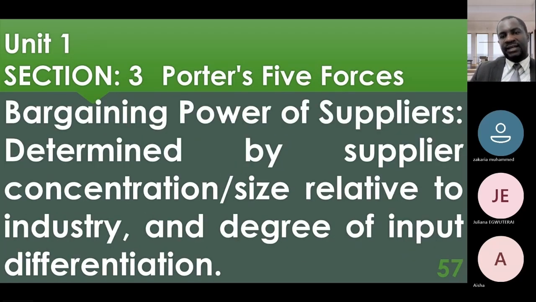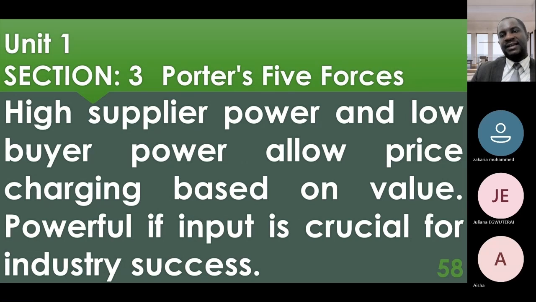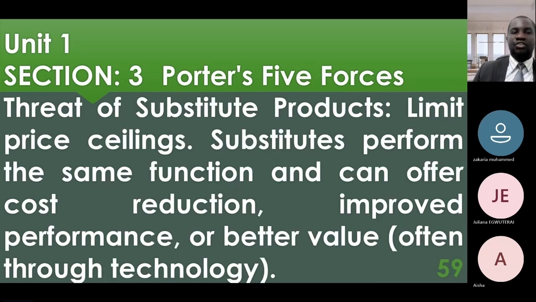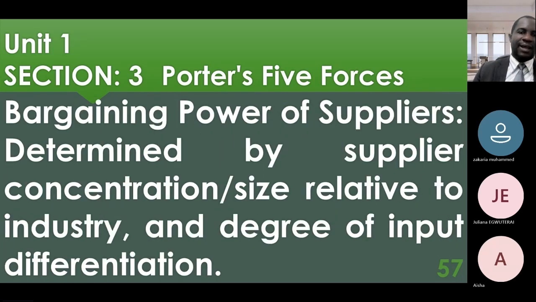Okay, so the other component is bargaining power of suppliers, which is determined by concentration, size relative to the industry, and degree of input differentiation. So those supplying also have this component at their fingertips: their prices, their size, and what they ask for from the buyers determine the power of the buyer, and also charging price based on value provided. So the value proposition is what drives suppliers' output. And if the input is crucial, then the industry will be successful. So suppliers also do that.